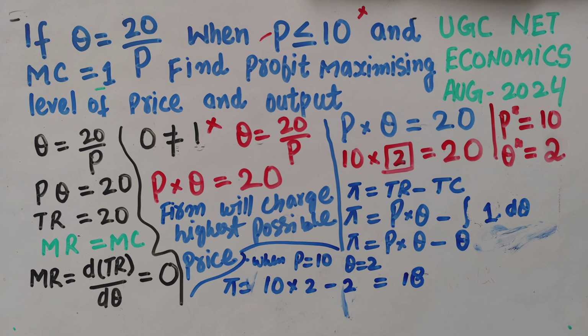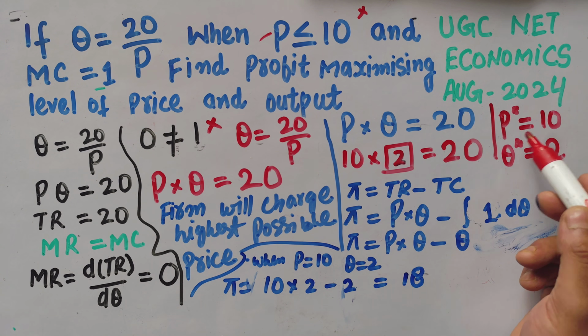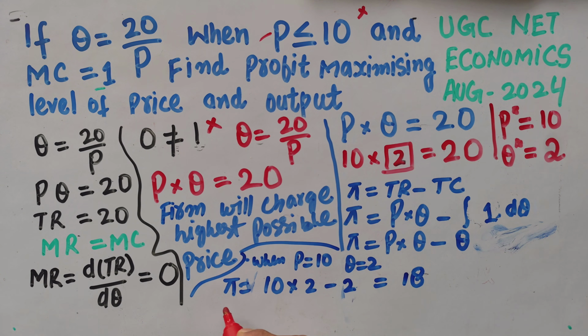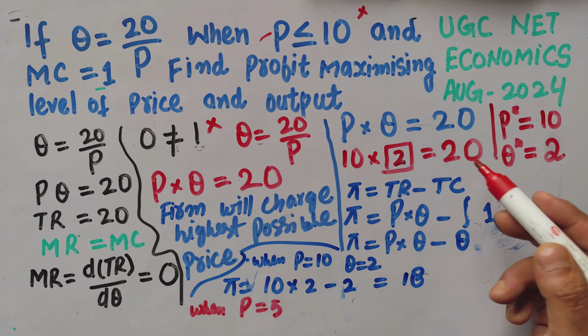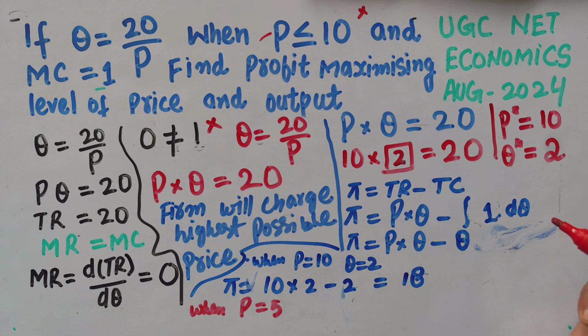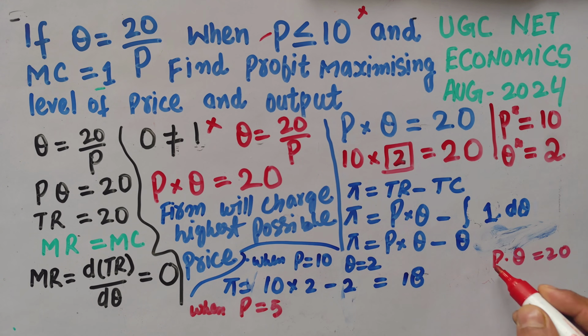Now let us take any other price other than 10. Let us take an example when P is equal to 5. If P is equal to 5 in this equation, since P into Q is equal to 20, what should be the value of Q so that total revenue is equal to 20? So Q should be equal to 4. Okay, when P is equal to 5, Q is equal to 4. Let us find out the corresponding profit.